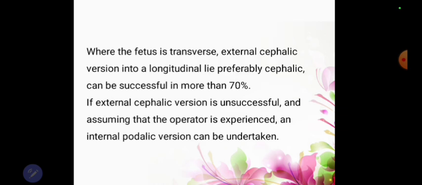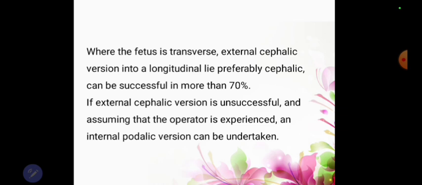When the fetus is in a transverse lie, we perform external cephalic version abdominally into a longitudinal lie, whether cephalic or breech, but preferably cephalic. This can be successful in more than 70%. If external cephalic version fails and assuming the operator is experienced, internal podalic version can be undertaken.